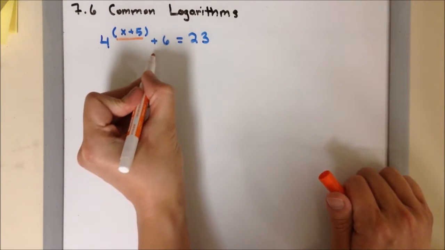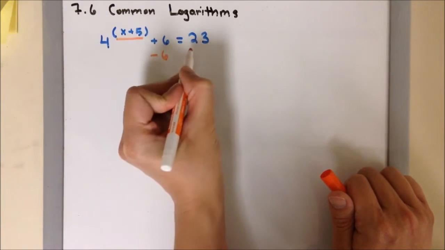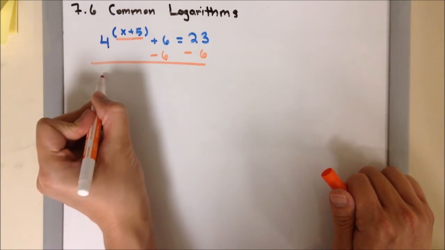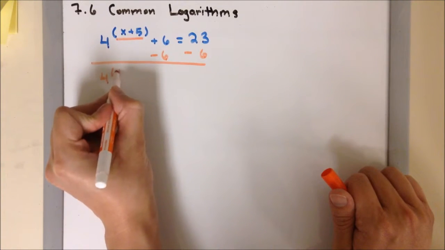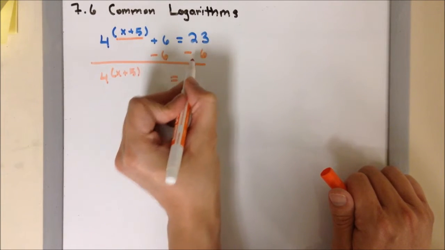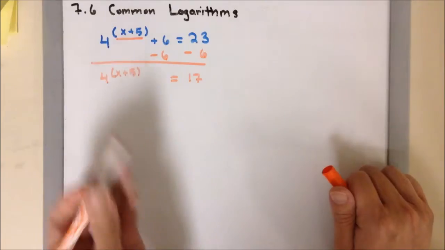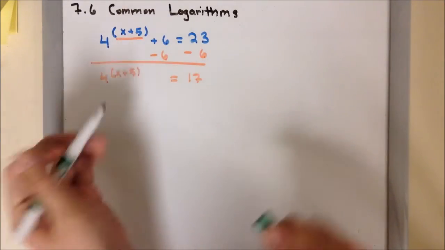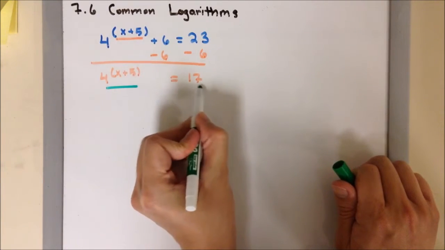So the opposite of plus 6 is minus 6 on the left side. I gotta do the same thing on the right side. So I'm gonna have 4 to the power of x plus 5 equal 23 minus 6 is 17. So now I am down to one part on the left side and then one part on the right side.